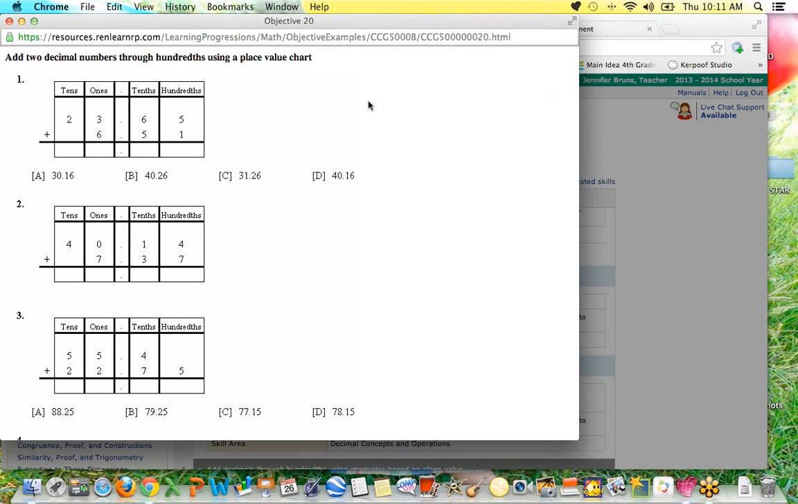All right, so first problem is 23 and 65 hundredths plus 6 and 51 hundredths. Go for it. They give you some choices too. It could be A, B, C, or D.